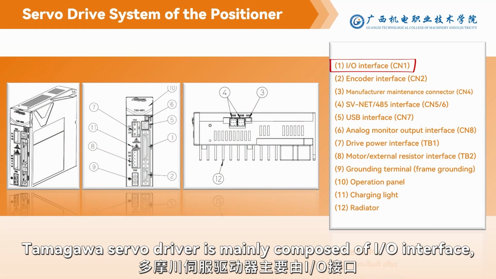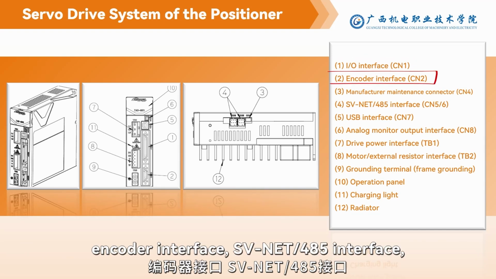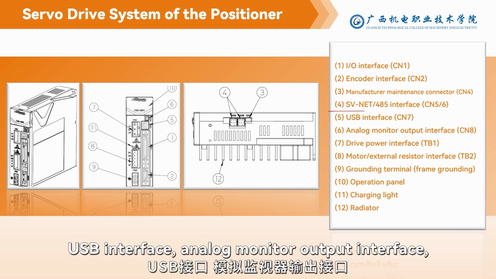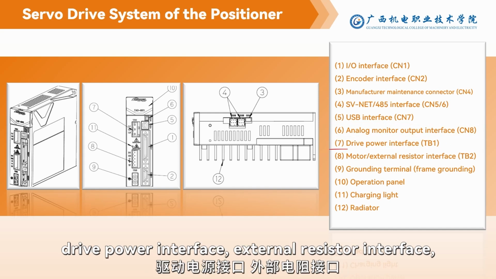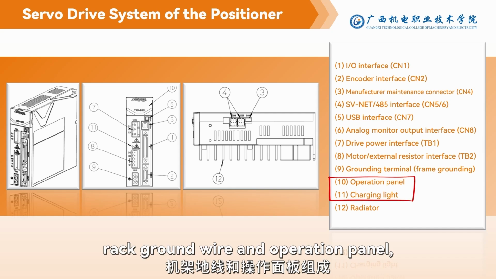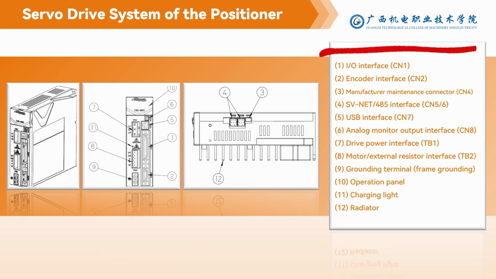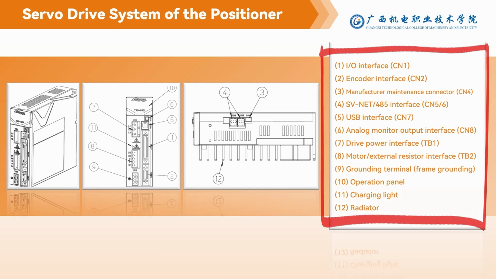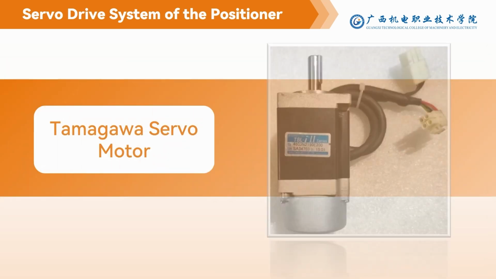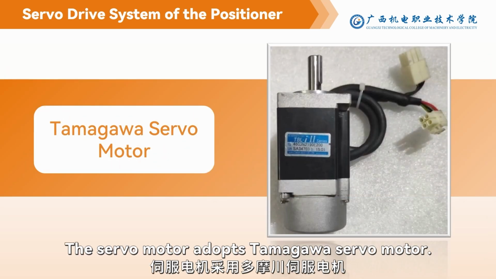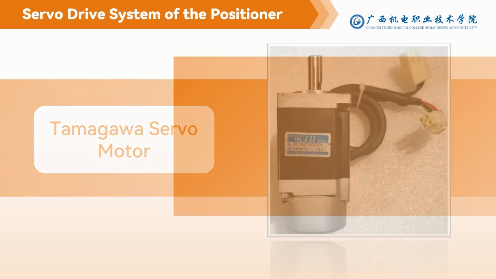Tamagawa servo driver is mainly composed of I/O interface, encoder interface, SV-NET 485 interface, USB interface, analog monitor output interface, drive power interface, external resistor interface, rack ground wire and operational panel, as shown in the figure. The servo motor adopts Tamagawa servo motor.